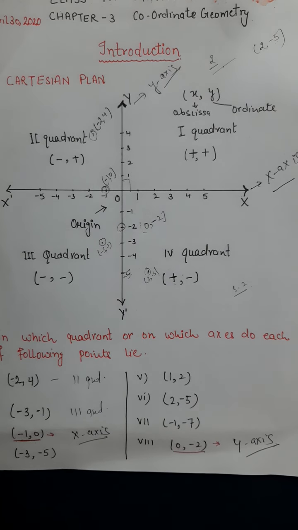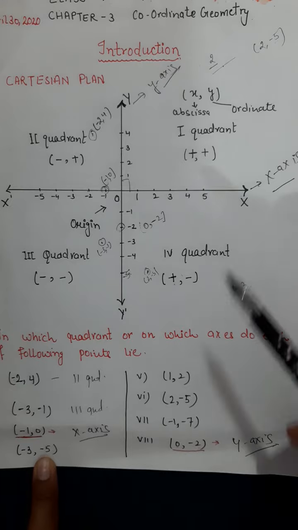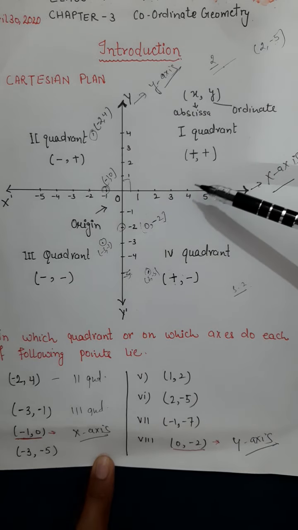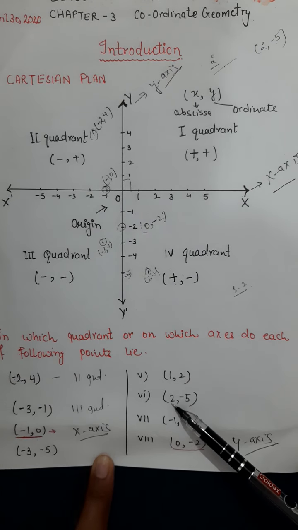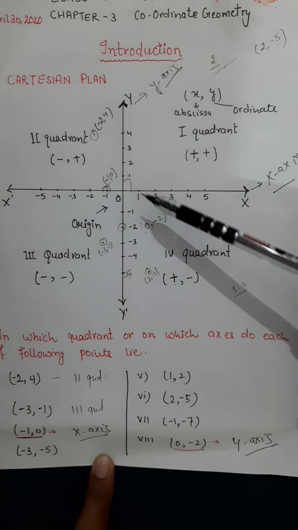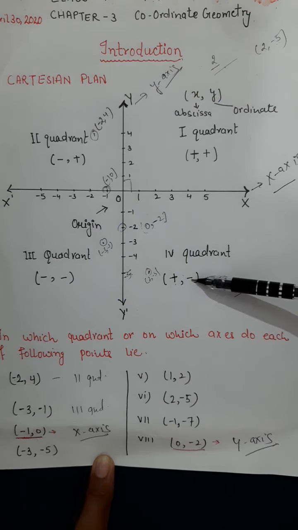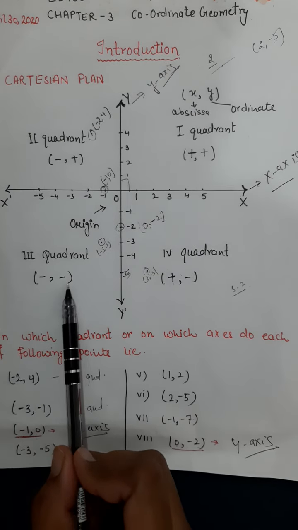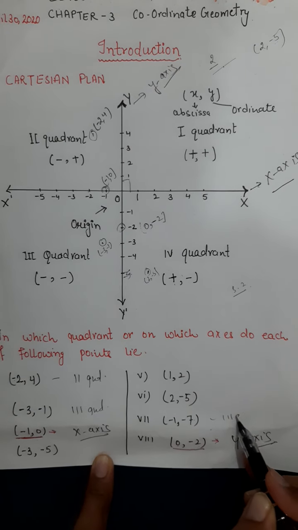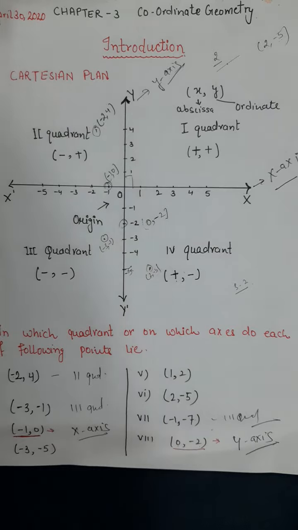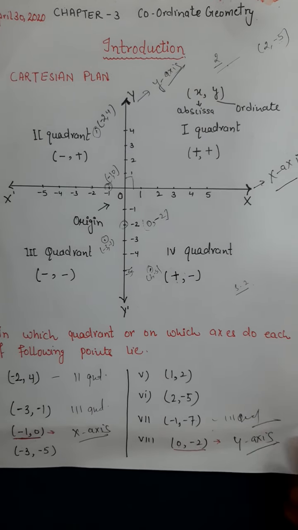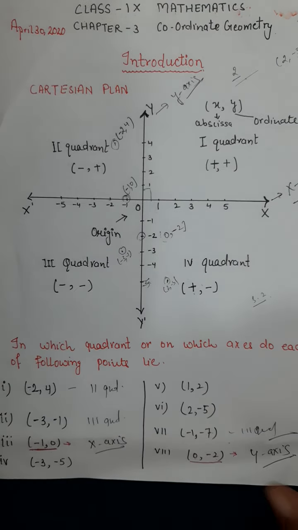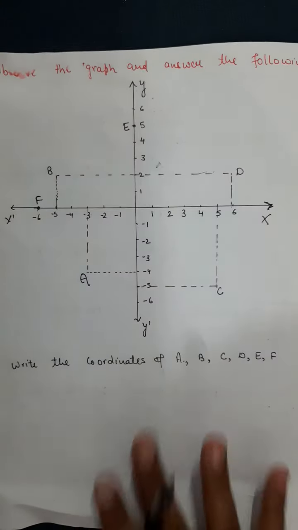Clear? Now, -3, -5: here you can find both signs negative. Simply you can write it as third quadrant. 1, 2 will lie in the first quadrant, both signs positive. 2, -5: first positive and second negative, fourth quadrant. Minus minus, -1, -7 will lie in the third quadrant. So this is one of the easiest chapters, you may say, right? This type of question you will find in your exercise. Please do it there.